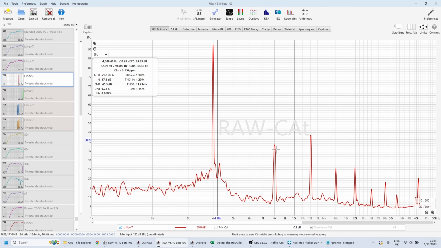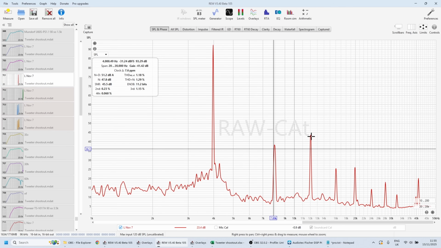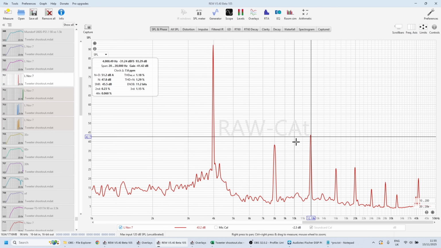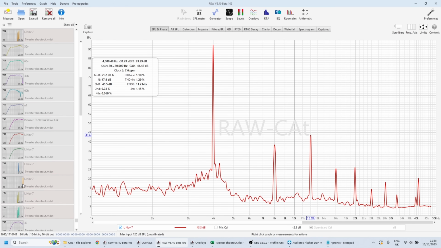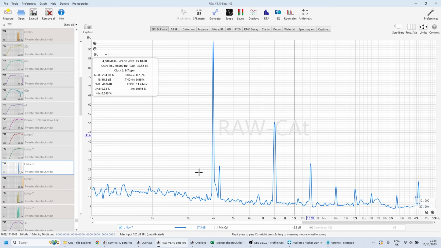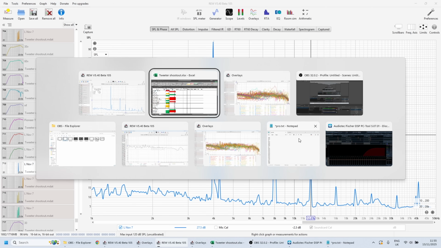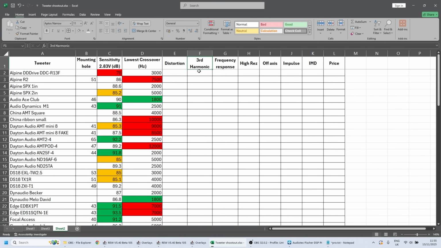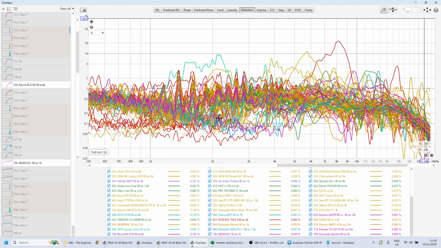Even if, for example, a driver such as this has a higher third harmonic, even if it's not audible, we will still consider this to be worse than this one, which has the opposite correlation. So this is exactly what we're going to do when we rank the harmonics. But first, we're going to start with the overall distortion.